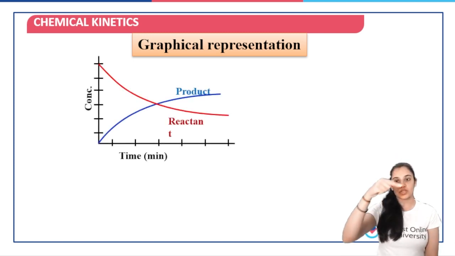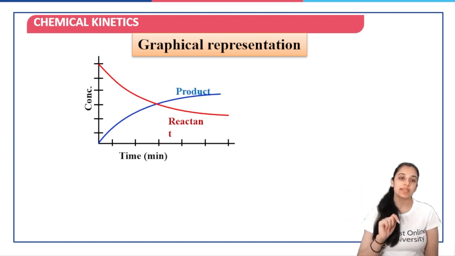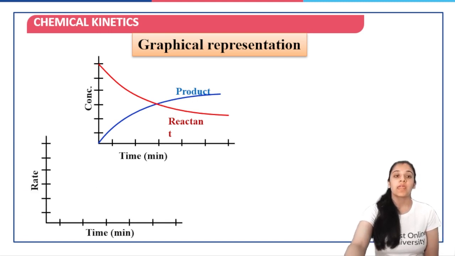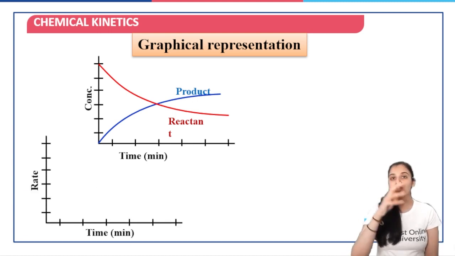So reactant concentration decreases with increasing time and product concentration increases with increasing time. Initially, the reactant concentration will be non-zero, but the product concentration will be zero initially because no product has been formed. So this was concentration versus time.